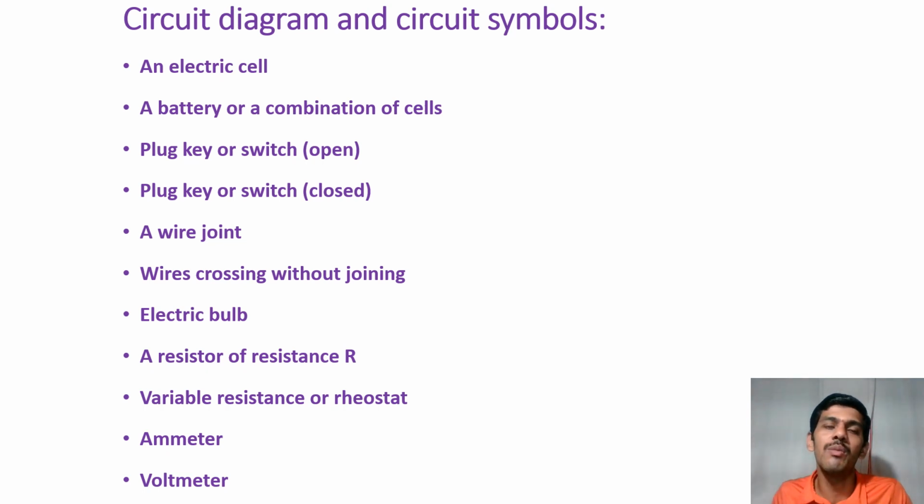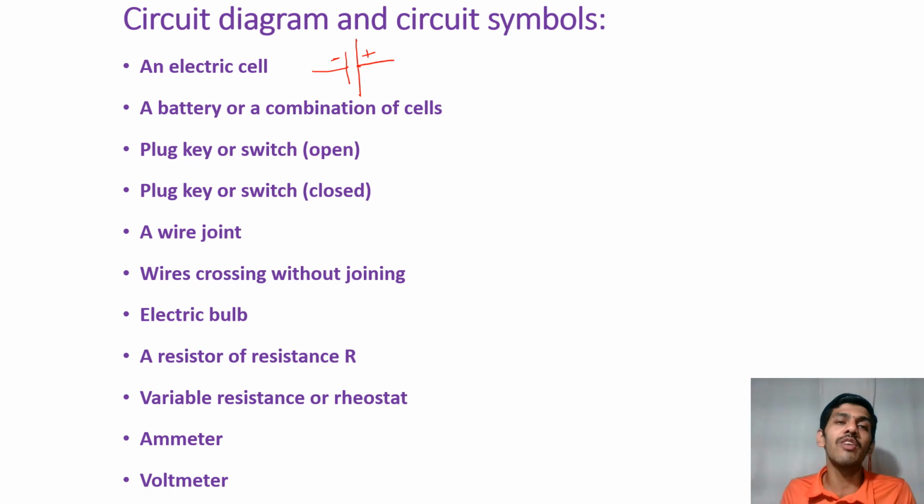So let us discuss these one by one. How is an electric cell represented? A cell is represented like this. One side is a short line, and the other side is a longer line. Towards the shorter side it is negative, towards the longer side it is positive. That is how to represent a cell.